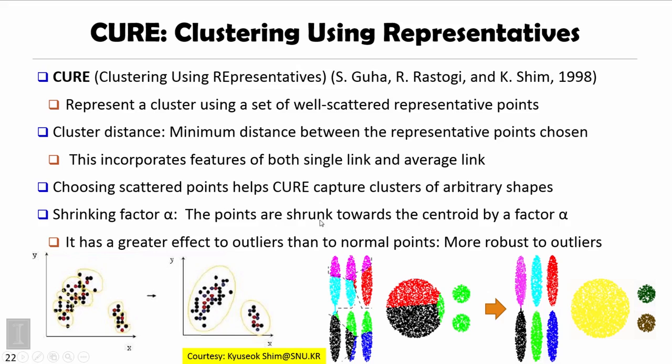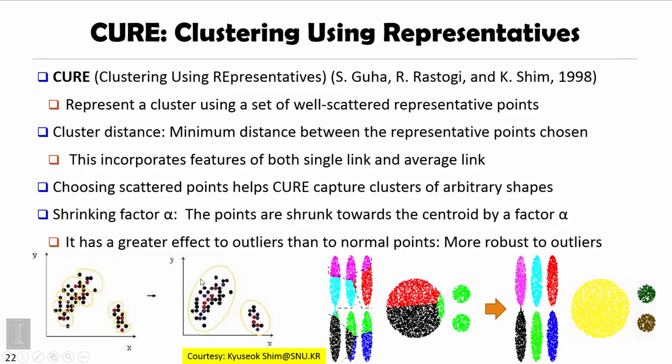That means the points are shrunk towards the centroid by a factor alpha. For example, you can see on the left side this group. These red points are a set of representative points. Then we look at the centroid of these points, and you shrink this group of points toward the centroid. You can see these red points have shrunk towards the center. Once shrunk, it has a greater effect on outliers than on the normal points.